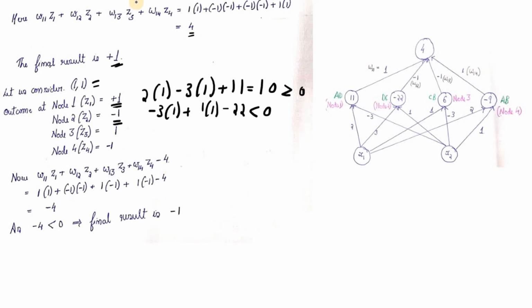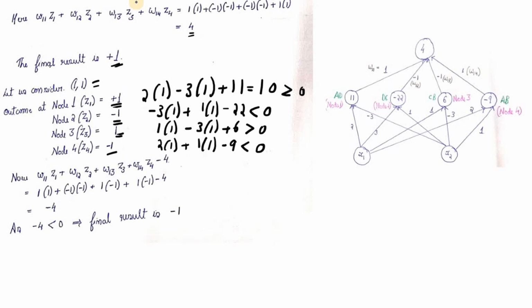And let's follow what we get at node number 3. It's 1 into 1 minus 3 into 1 plus 6, which is greater than 0, hence we are getting a value of 1. And eventually at node number 4, I am getting twice of 1 plus 1 into 1 minus 9, which is less than 0, and I am getting minus 1.